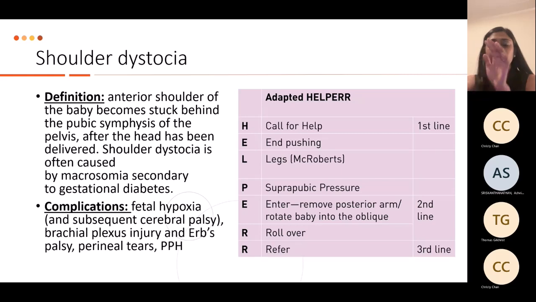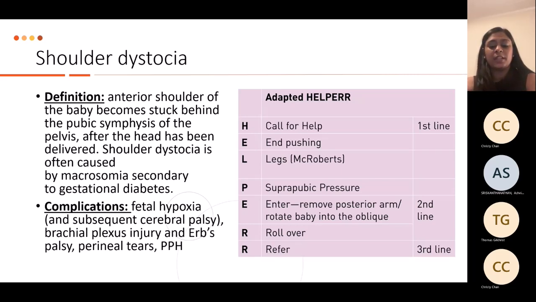So this is a very nice display of shoulder dystocia. Obviously you know that it's when the anterior shoulder of the baby becomes stuck at the pubic symphysis. So the head tends to retract and turtleneck in. It tends to be as a result of macrosomia, generally speaking related to gestational diabetes or even diabetes in pregnancy. HELPERR is a good way to remember the different maneuvers, but generally speaking they tend to ask you about legs, so McRoberts position first thing.